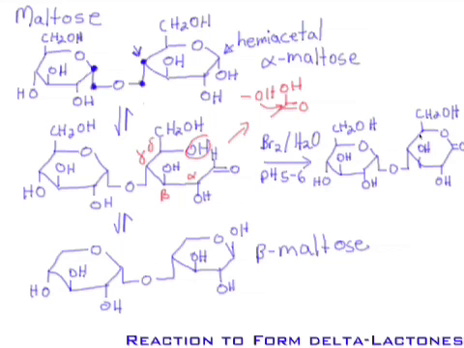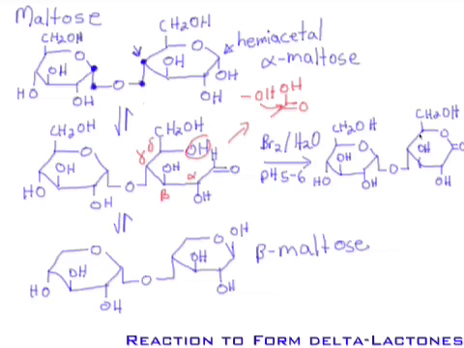Okay, so there you have it. Maltose consists of two D-glucopyranoses linked together. Alpha maltose consists of two alpha D-glucopyranoses linked together. Maltose has an alpha-1,4 glycosidic linkage, but because one end's a hemiacetal, it can ring open, which means it's capable of mutarotation. That's the change in optical rotation.